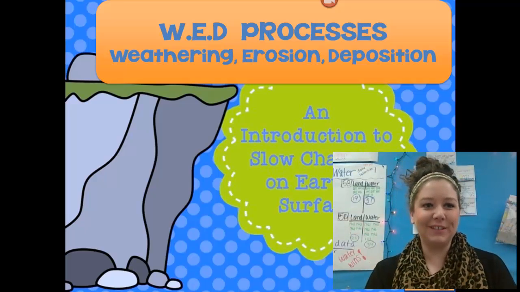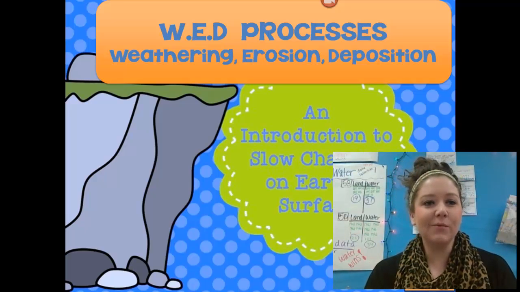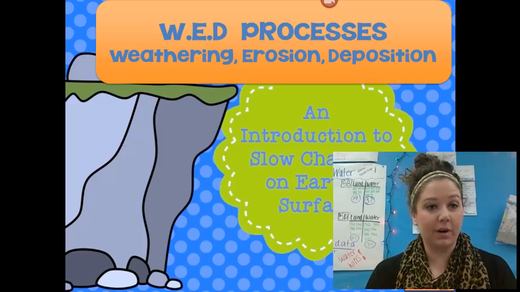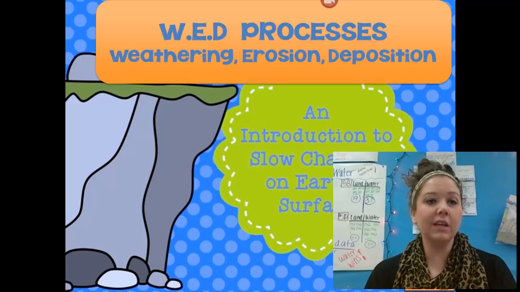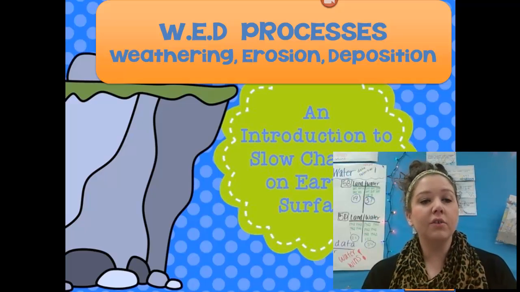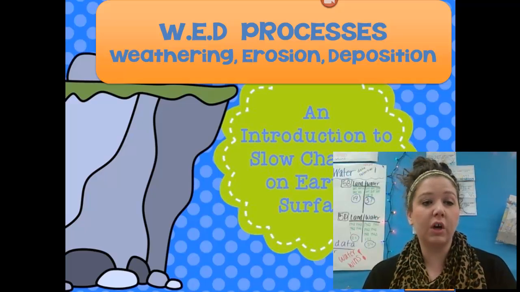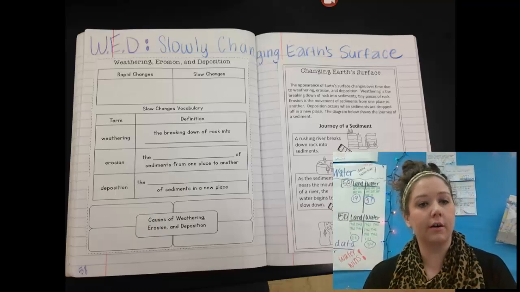Hello, my awesome students. Okay, so today we are going to be talking about our WED processes. And remember, WED is just our nickname for weathering, erosion, and deposition. And those are our three processes that are going to cause slow changes to our Earth's surface.